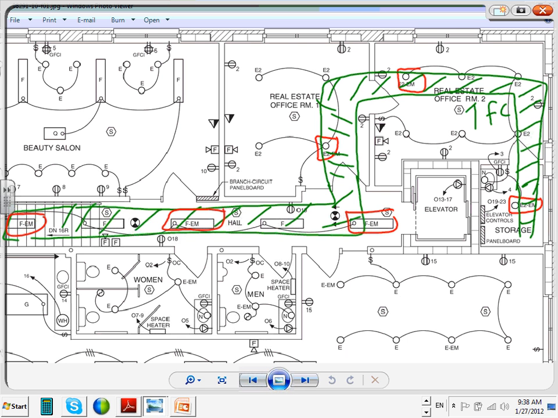I don't think the salon has anything in it. I can't see where they put one. I don't think they put a fixture there, because maybe it's just one room.